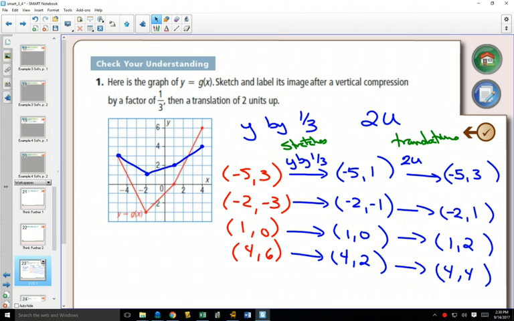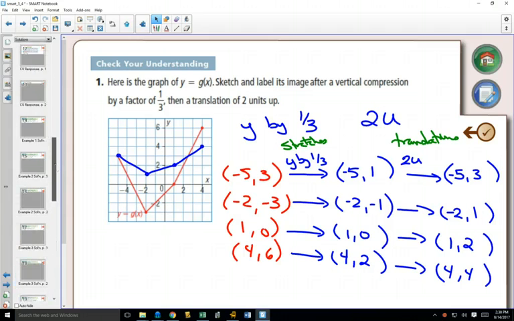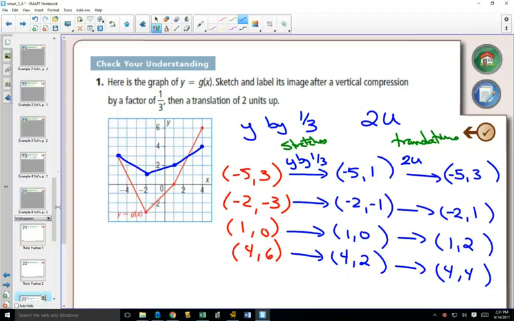Now, before I give you your homework for this one, before we go to the next one, I'm going to write the equation of the blue one in terms of g, just for practice. So if you've multiplied y by 1/3, that 1/3 would be outside the function in front. Then moving up 2 units would also be outside the function. So this is what the equation of the blue graph would be in terms of g.